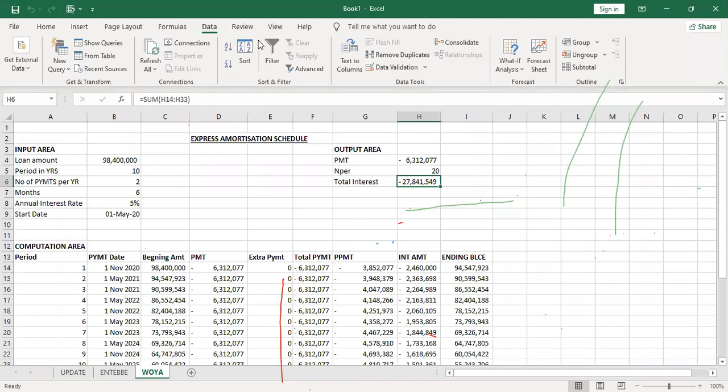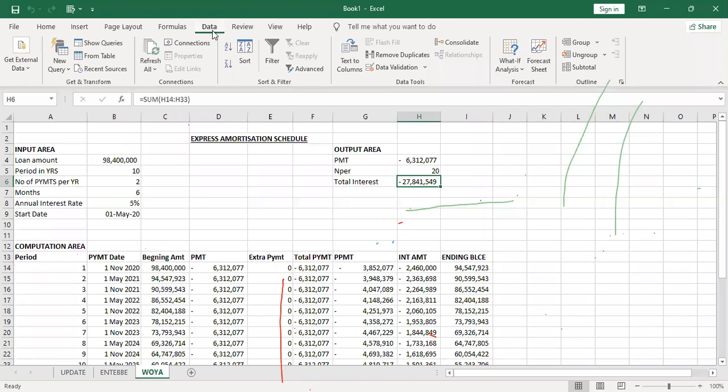Then you click on data. Those who can follow, please click on the total interest. If you have the total interest on your screen, then after that, click on data.